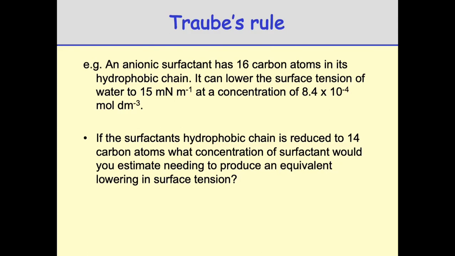So 3 times more from going from 16 to 15, and then a further 3 times more. So that means in total now 3 times 3, which is 9. So it's 9 times more for going from 16 to 14. Traube's rule basically says take that concentration that you originally had, the 8.4 times 10 to the minus 4, and you'll need to multiply it by 9 to get to the concentration that you'll now need to use with this new surfactant if you want to get to a surface tension of only 15.